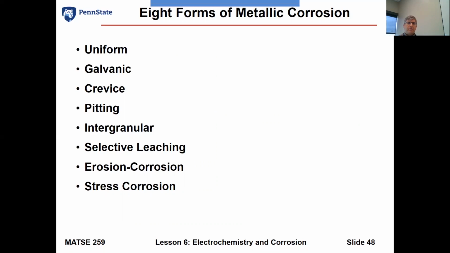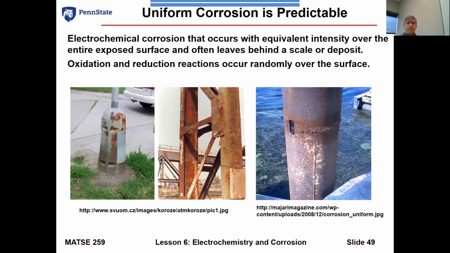When we look at metallic corrosion, we have 8 types: uniform, galvanic, crevice, pitting, intergranular, which means grain boundary, selective leaching, which we're going to see in copper type alloys, erosion corrosion, and stress corrosion. So let's go over each one.